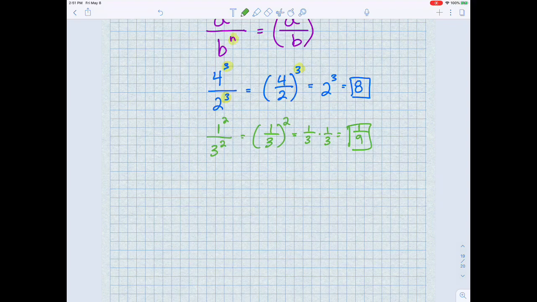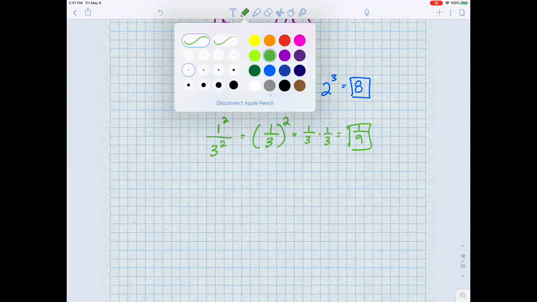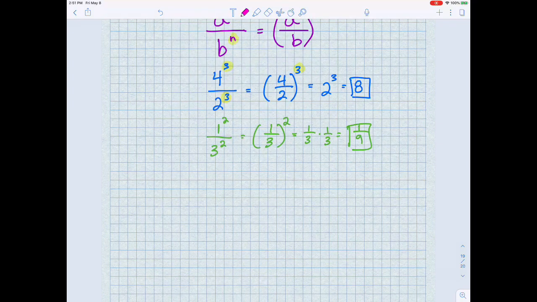Now, let's take a look at some variable examples. So let's do x to the third power divided by y to the third power. Notice how my exponents are the same. So I can just rewrite it as x divided by y, right? The division of my 2 bases raised to the third power.